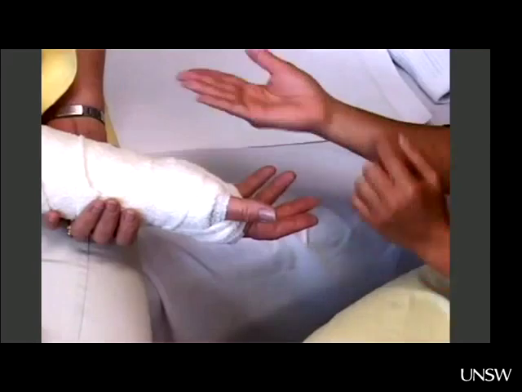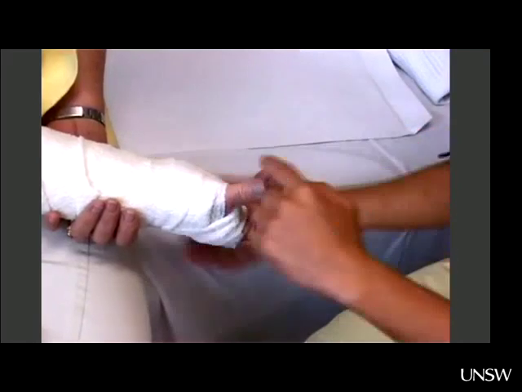Okay, good. Now I'm just going to do a couple of exercises, alright? I want you first of all to take this thumb and put it up as high as you can, like that. Good. And keep it up there.